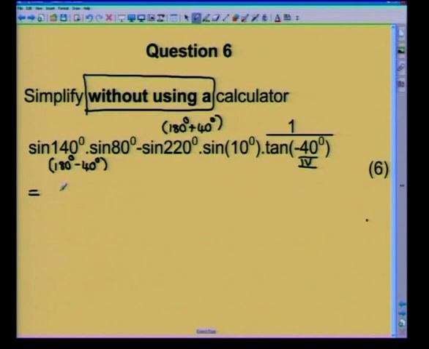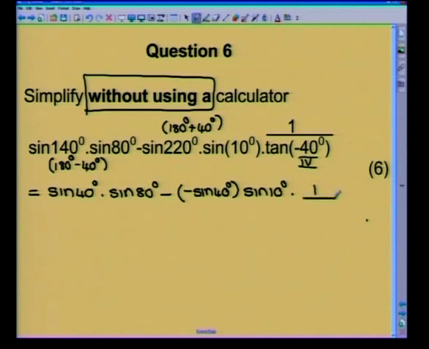So let's go to the step here. So now we say the sine of 140 in the second quadrant, sine is positive, so it's the sine of 40 degrees, times the sine of 80 degrees minus, now over here, this is the third quadrant. We know in the third quadrant, sine is negative. Notice my use of the brackets again. This way we avoid problems for later.